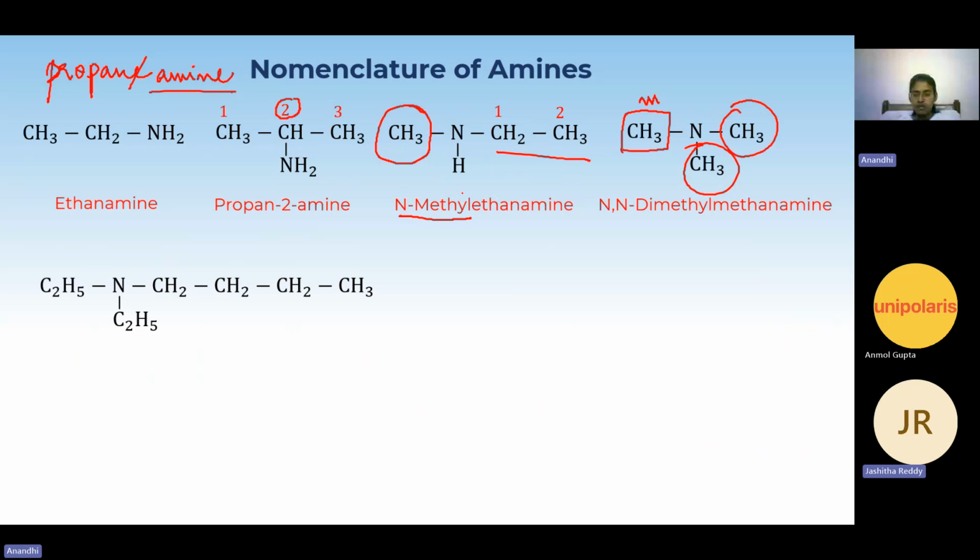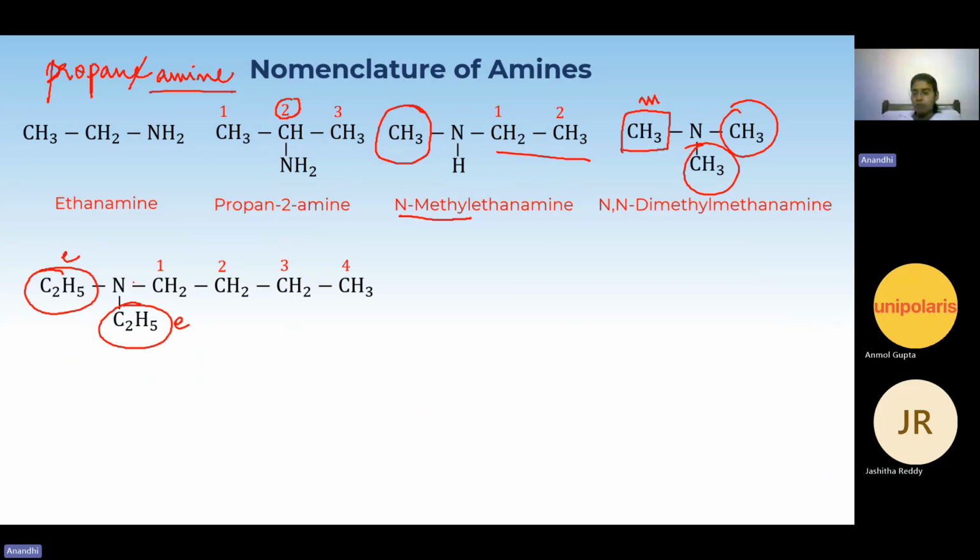Left to right, yes, correct, from nitrogen attached to carbon. Now these two will act as substituents. What is the name of these two substituents? Ethyl. Very good, ethyl. So now name the compound.